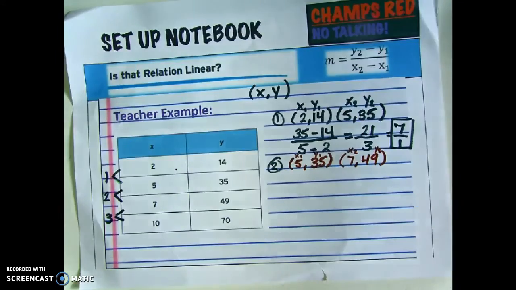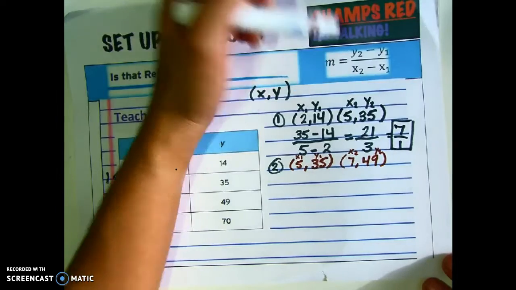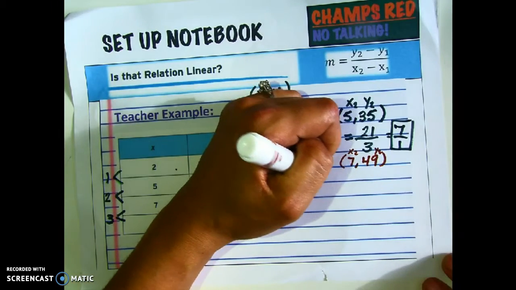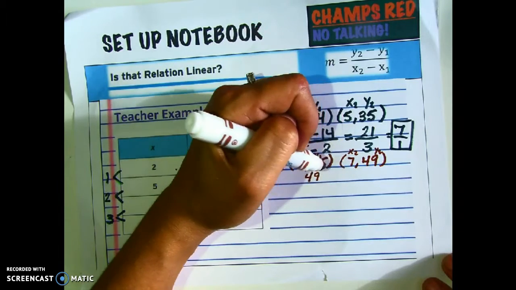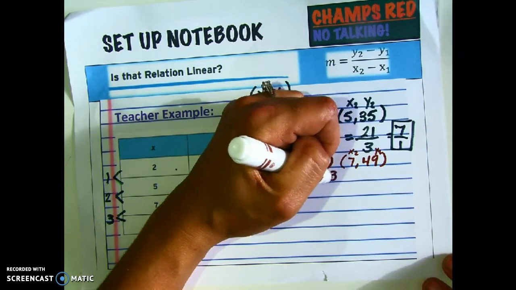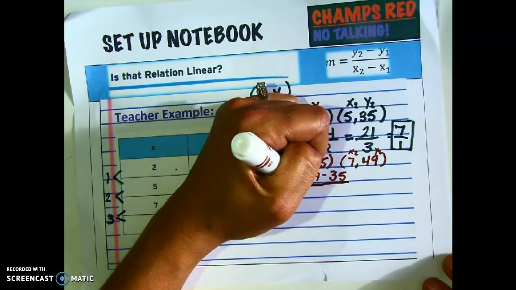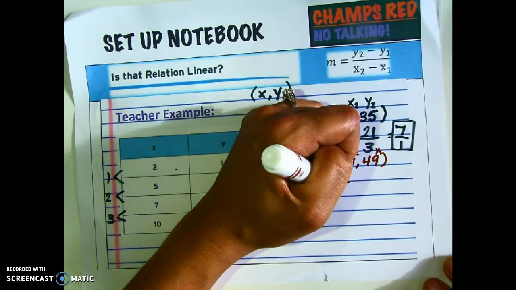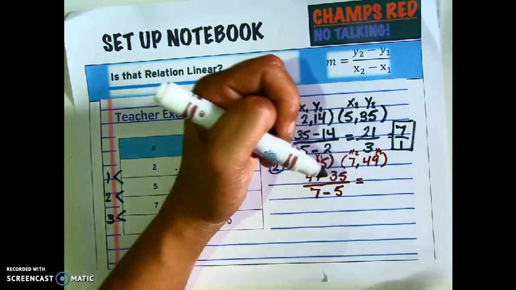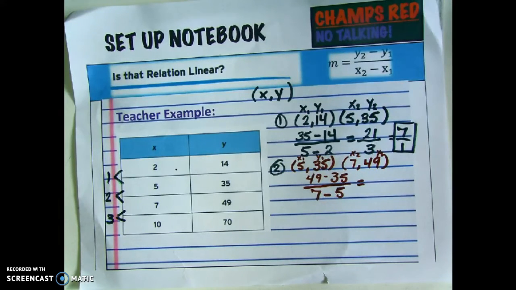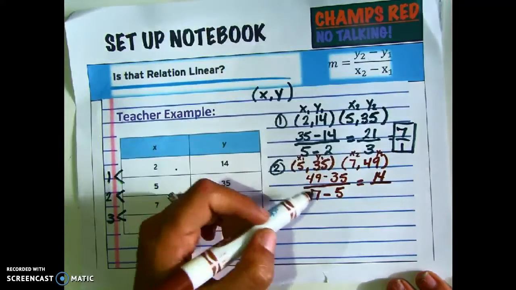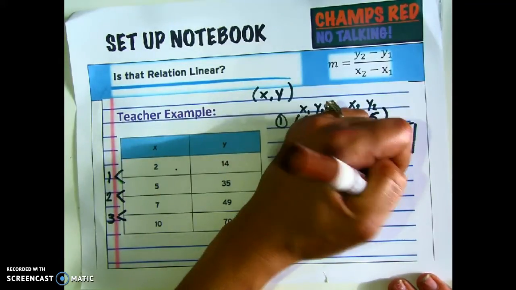I'm going to place it in the formula again. Y2 is 49 minus Y1, which is 35, over X2, which is 7, minus X1, which is 5. And then I'm going to do the simple subtraction here. 49 minus 35 is 14, and 7 minus 5 is 2.